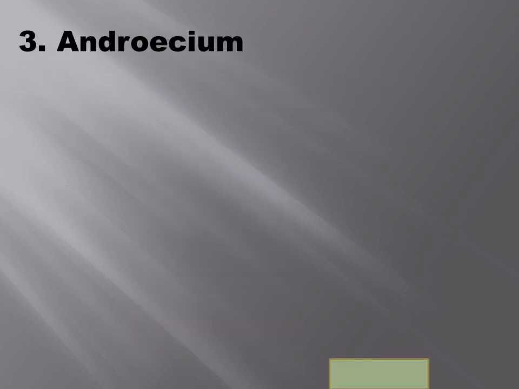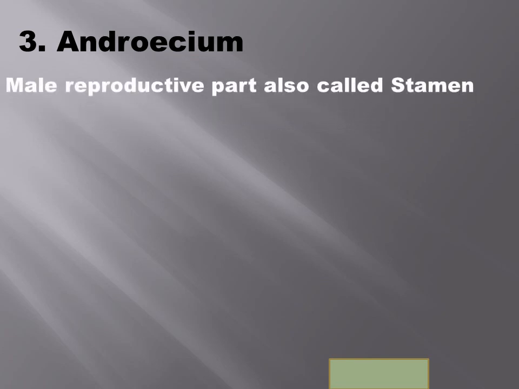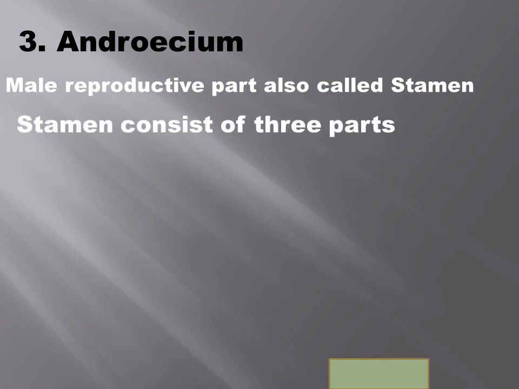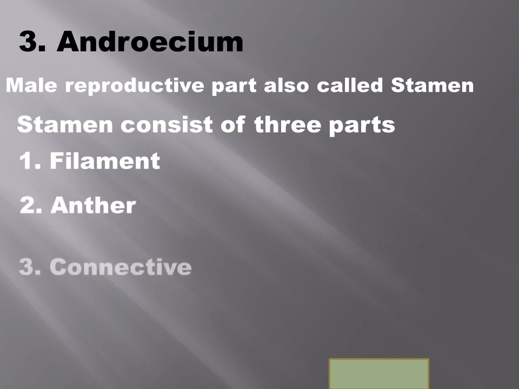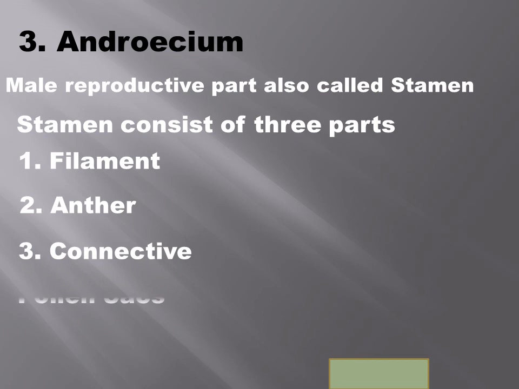Now the third floral part of the flower is the androecium. That is the male reproductive part of the plant or the flower, which is called the stamen. It is composed of male reproductive organs, the stamens. Each stamen consists of 3 parts: filament, anther and connective. It also has pollen sacs that contain the pollen grains.